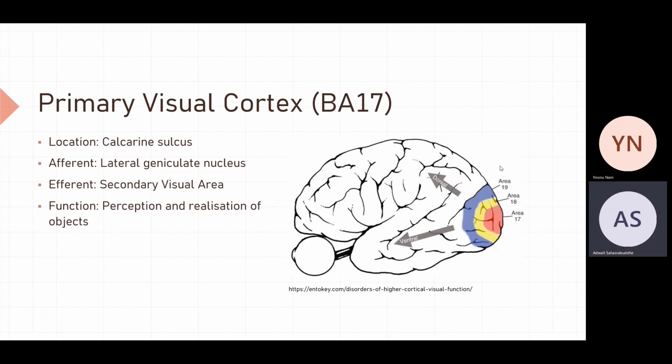The primary visual cortex, which is located in the calcarine sulcus, is involved in spatial information required for vision. Spatial information is really important because it helps us understand what objects or people are around us. The primary visual cortex receives this information from the lateral geniculate nucleus and sends its efferent fibers to the secondary visual cortex.